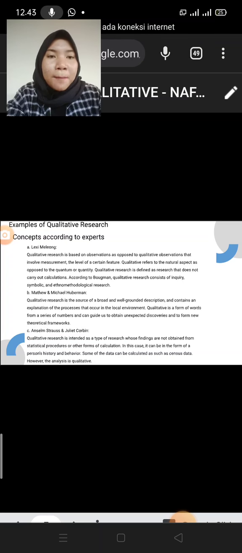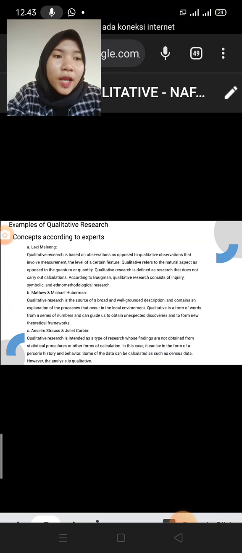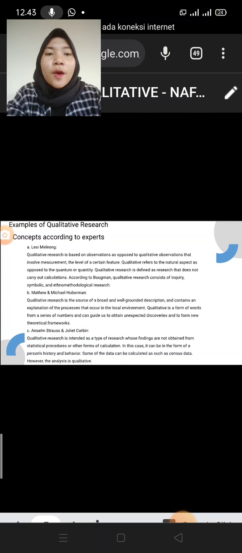Second, Matthew and Michael Huberman. Qualitative research is the source of a broad and well-grounded description and contains an explanation of the processes that occur in the local environment. Qualitative is a form of work from a series of words rather than numbers and can be used to obtain unexpected discoveries and to form new theoretical frameworks.